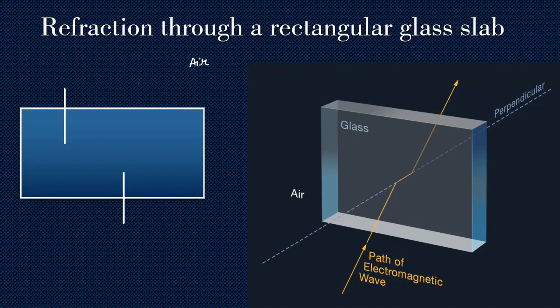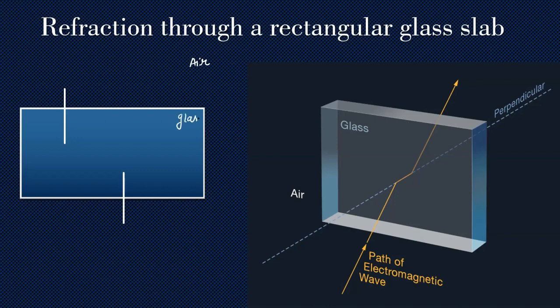Again, this is very important from the exam point of view. An entire 4-mark question will come: explain the refraction through a rectangular glass slab. So along with the explanation, you should be able to draw this diagram as well. Okay, so now the first medium is the air medium.